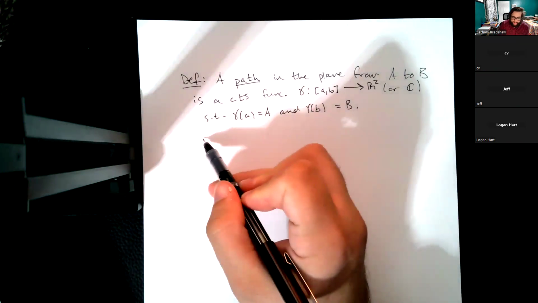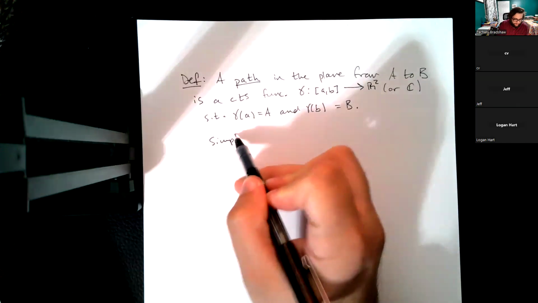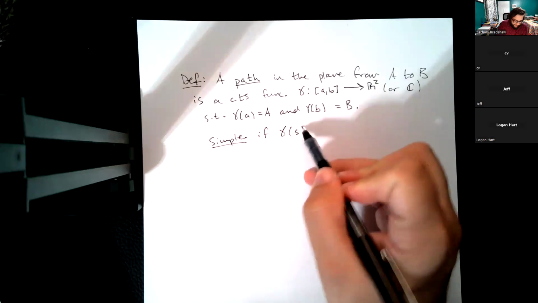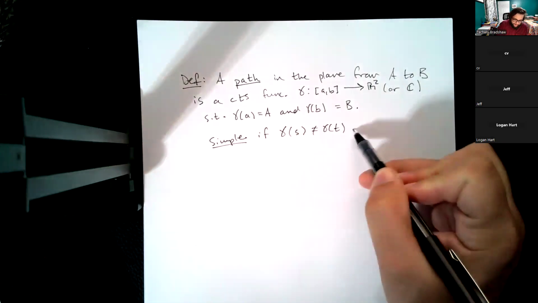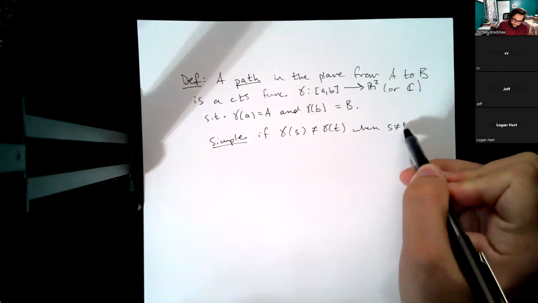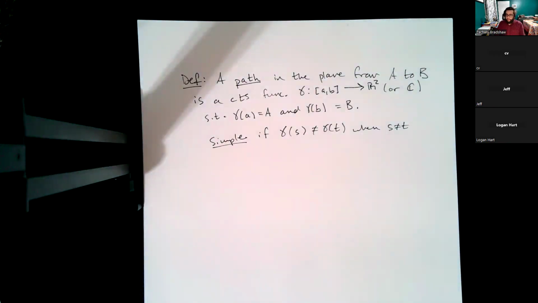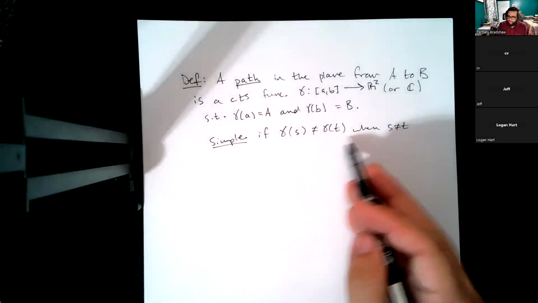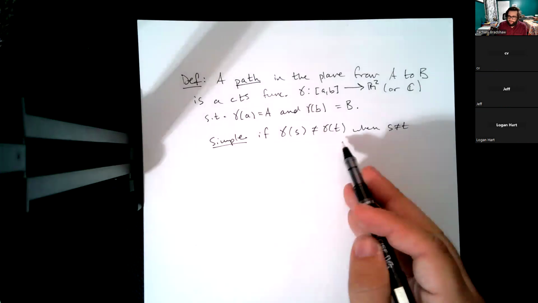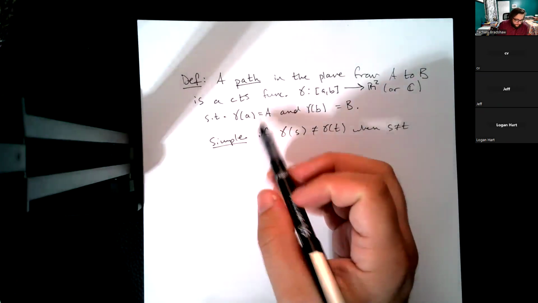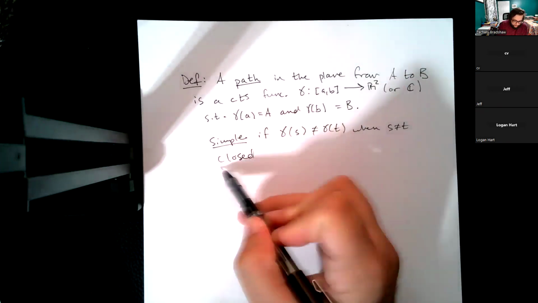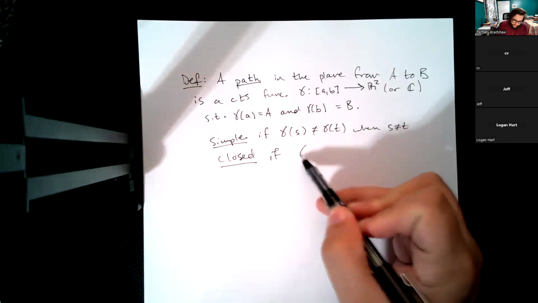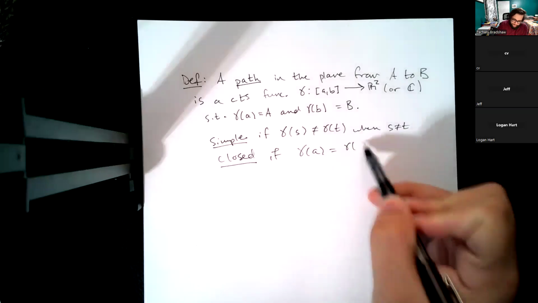So the path is called simple if gamma of S is not equal to gamma of T when S is not equal to T. Okay. So this is just the condition of injectivity. Right? So we want our path to be injective. It's called closed if it starts and ends at the same points. So gamma of A is equal to gamma of B.